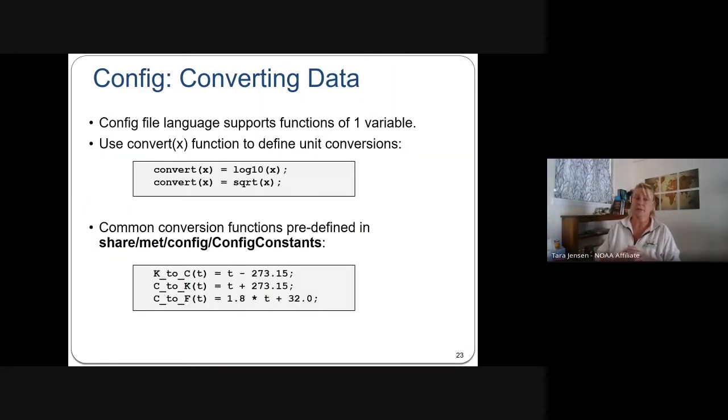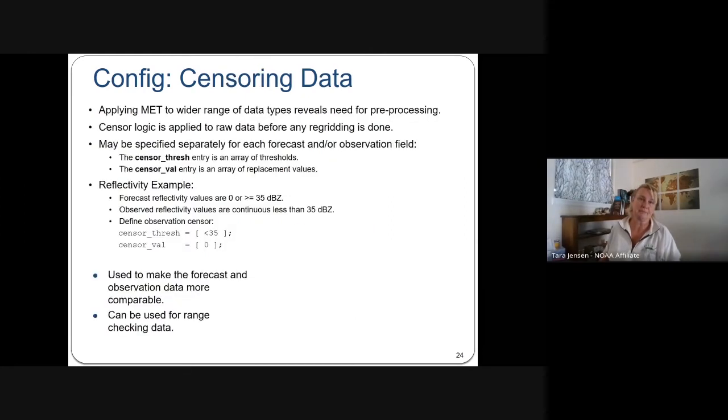We also have the ability to convert data. Say, for instance, your forecast fields come out in Kelvin, and you want to present results in Celsius or even Fahrenheit. We do have the ability to do that in the config files. Here are some examples of convert. If you want more information, or if you decide that this is something you want to spend more time on in a later session, more information can be obtained within the MET User's Guide, and we can also consider talking more about it in a further presentation.